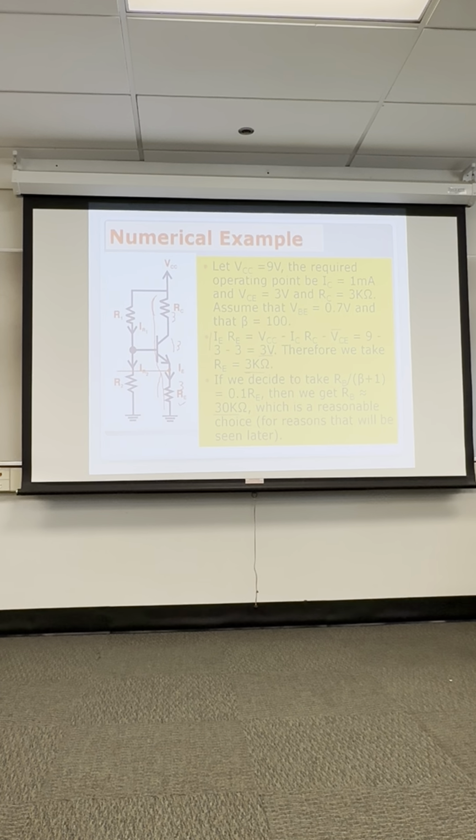And we don't really know if it's a weak beta dependency until we start doing the tolerance analysis for the work we're doing here. And let's say you would pick RB over beta plus 1 is approximately 0.5 RE. That's probably too close to R sub E to do that. So you'd probably go to 0.01 RE. But again, this design is just saying, let's just say RB over beta plus 1 is 0.1 RE. And how do we get RB equal to 30 K ohm from that?